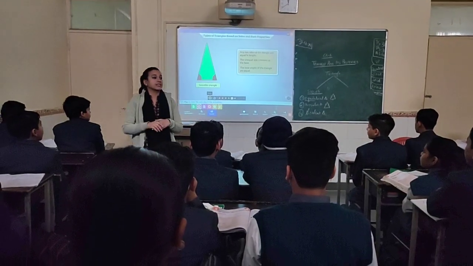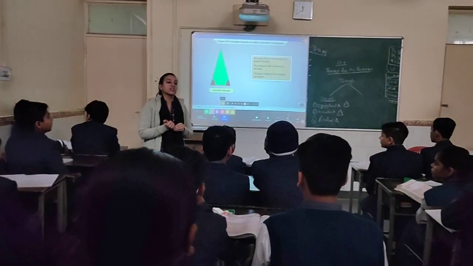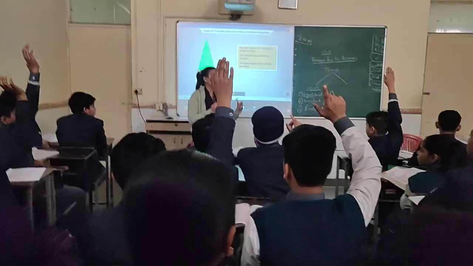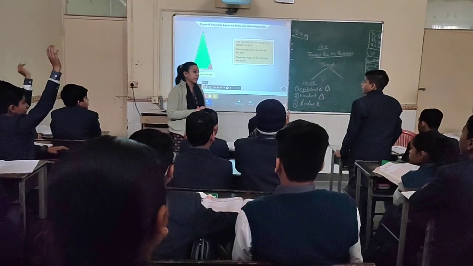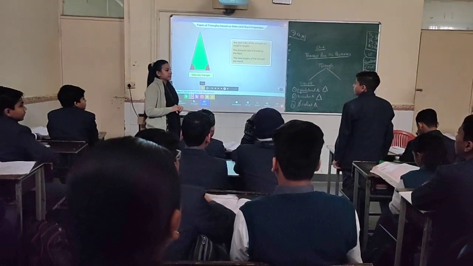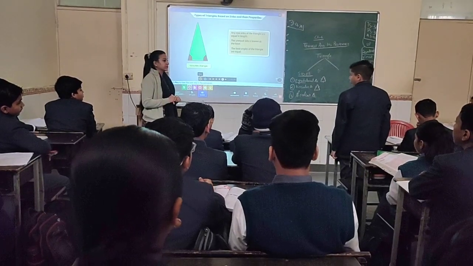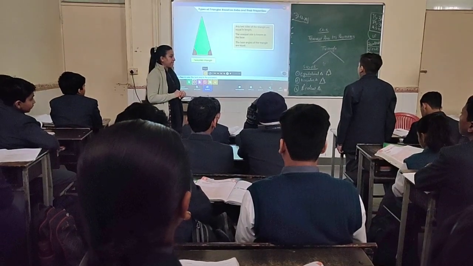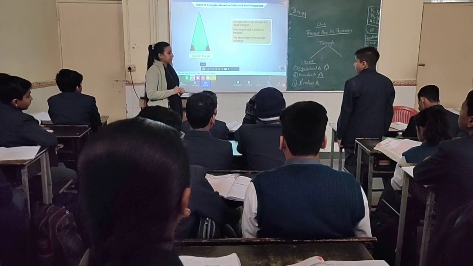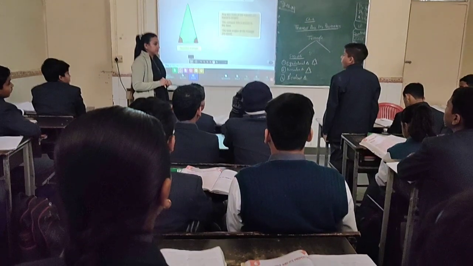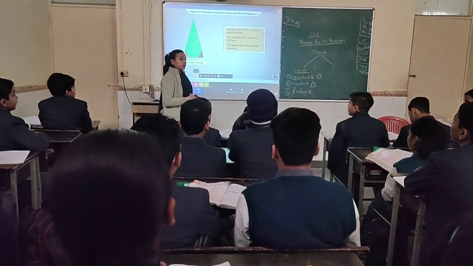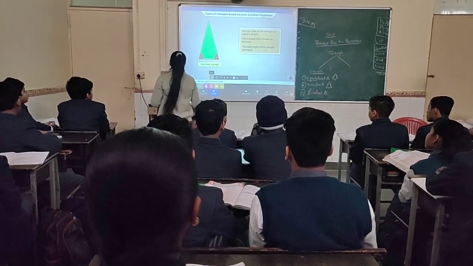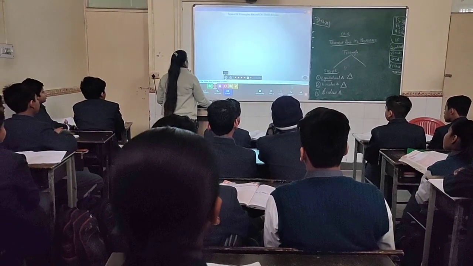तो अब मुझे कौन बताएगा ये डिफरेंस? Who is going to tell me the difference between isosceles triangle and equilateral triangle? In isosceles triangle, two sides are equal and one side is different. The different side we call the base. And in equilateral triangle, all the sides are equal and the angles are of measure 60 degree. Very good. So in equilateral triangle, all angles are of 60 degree, and in isosceles triangle, we have two equal sides. I hope this is clear.